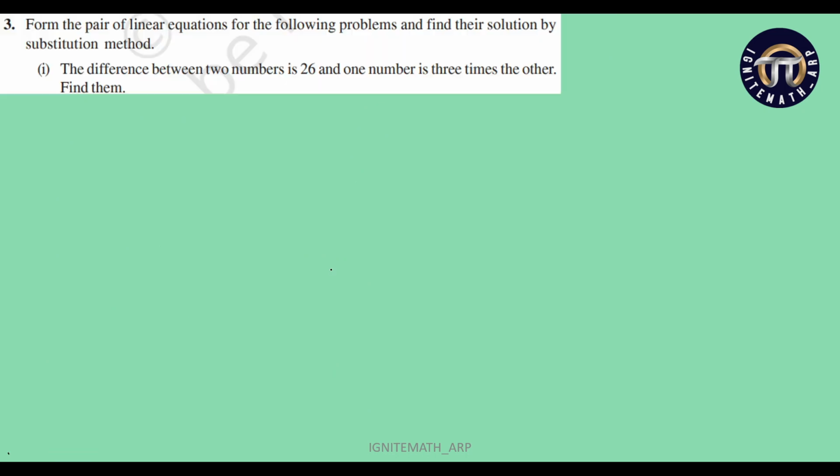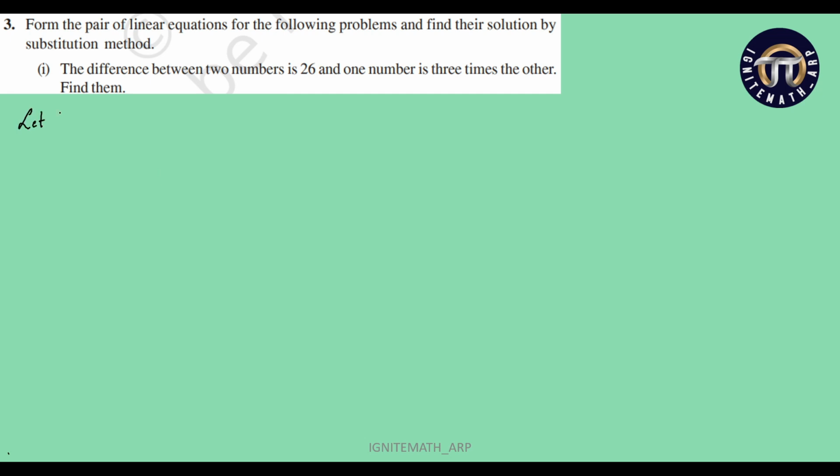Clear? Okay. Now let's see the next question. Form the pair of linear equations for the following problems and find their solutions by substitution method. They are nothing but the word problems they have given you. See, in most of the word problems, whatever unknown values you are asked to find, take them as x and y, as I told you earlier. Right. The difference between the two numbers is 26 and one number is 3 times the other. Find them. Okay, you're finding the numbers.